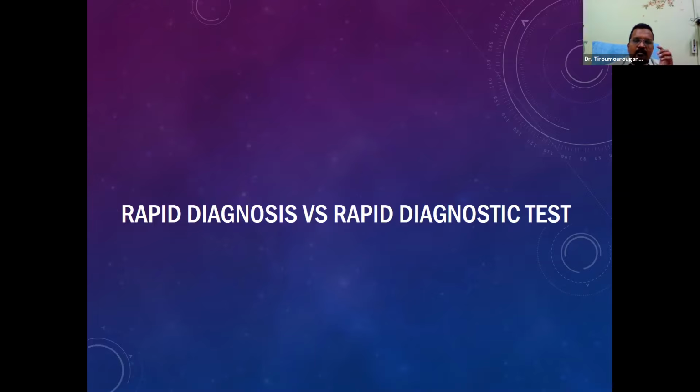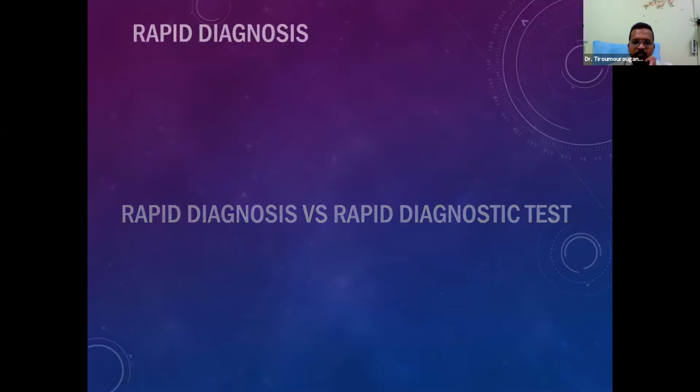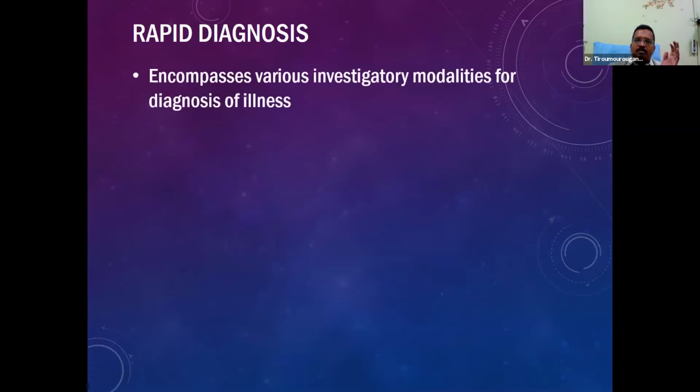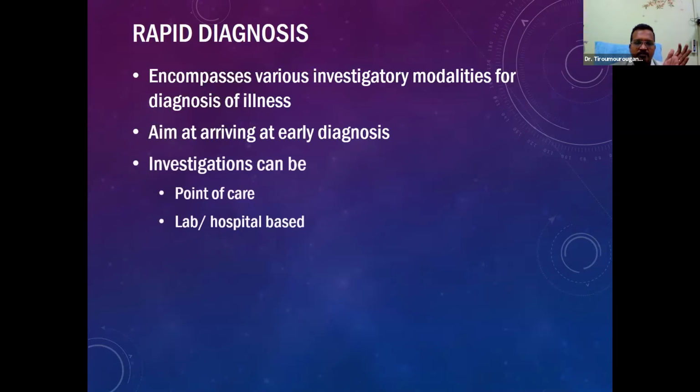Or let us say a child is brought in with fever and convulsions. You think meningitis, we do a lumbar puncture, we get pus, and we know it's a bacterial meningitis. So there are various ways of achieving rapid diagnosis. It basically encompasses any kind of modality which gives us a diagnosis at the earliest. So all we care about here is coming to the diagnosis.